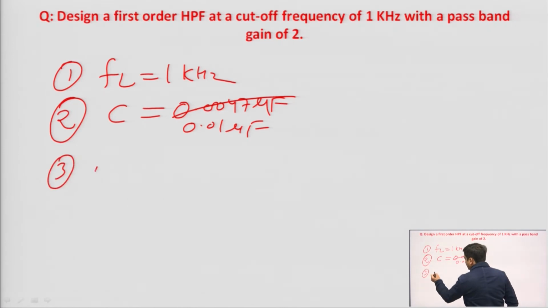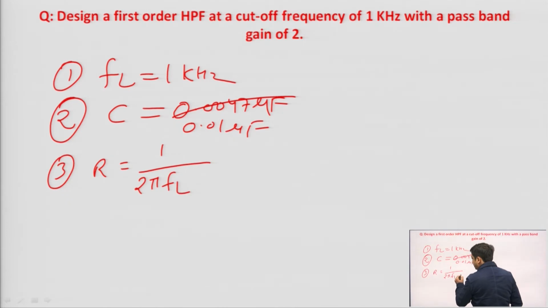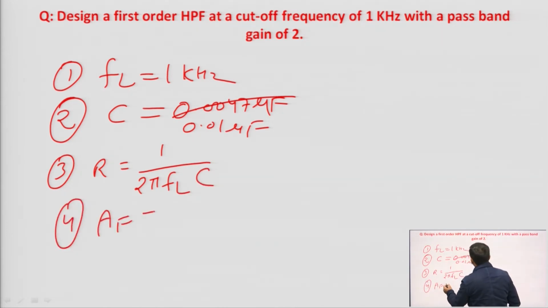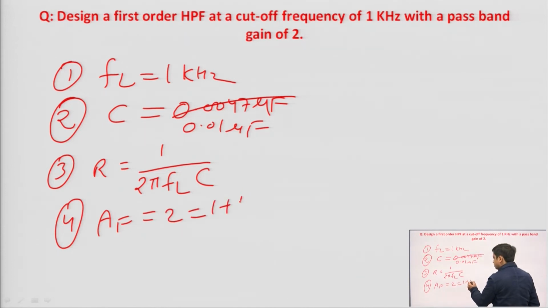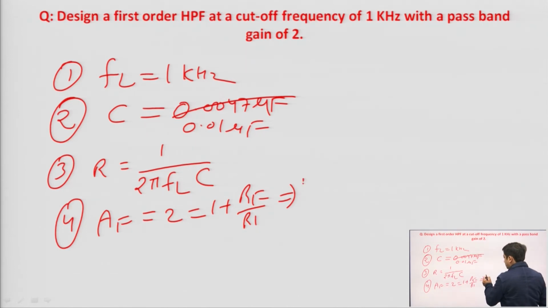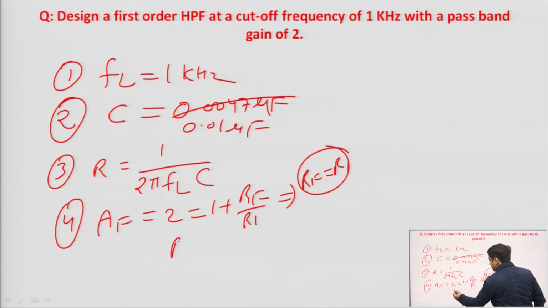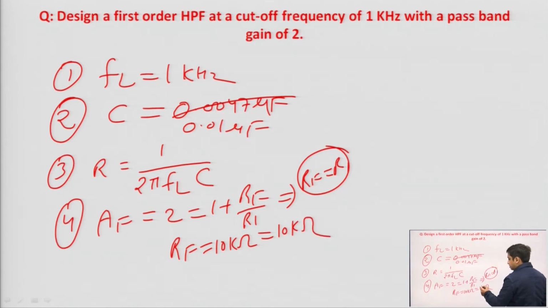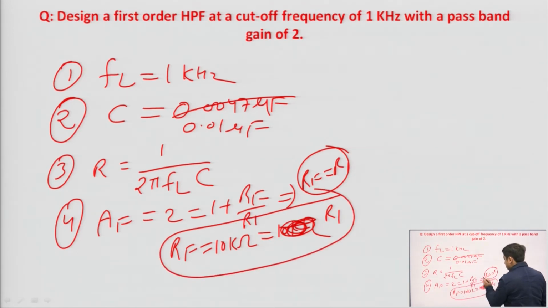With the help of C, we can calculate the value of R, that is 1 upon 2 pi FL into C, and the passband gain AF is given in the question, it is 2. This 2 is equal to 1 plus RF upon R1. From here what we get, RF is equal to R1. Let us consider RF is equal to 10 kilo ohm. So, this R1 will be 10 kilo ohm, fine.